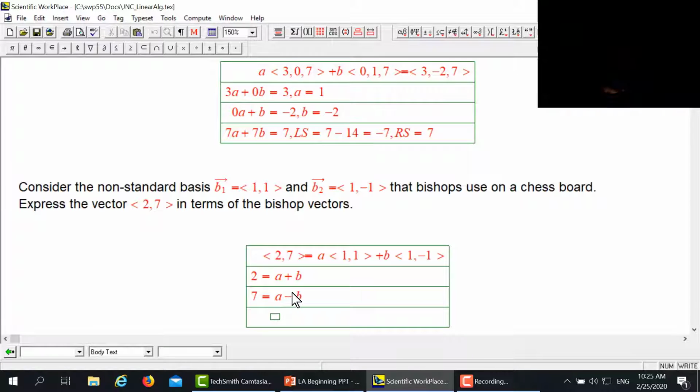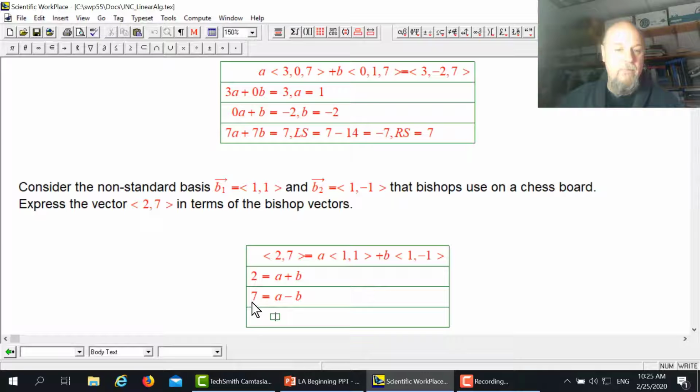I'm doing elimination here. If I add the 2 and the 7 together, I get 9. If I add the a plus b and the a minus b, the b's cancel and I get 2a. That means that a has to be equal to 4.5.